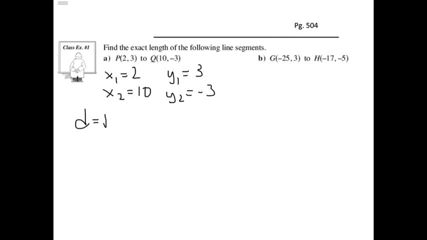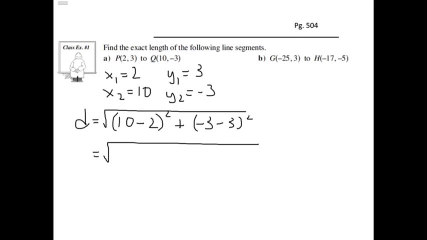So the distance is equal to the square root. The first bracket is going to be your x values, so that's going to be 10 minus 2. Plus your second bracket is going to be your y values, so that is going to be negative 3 minus 3.